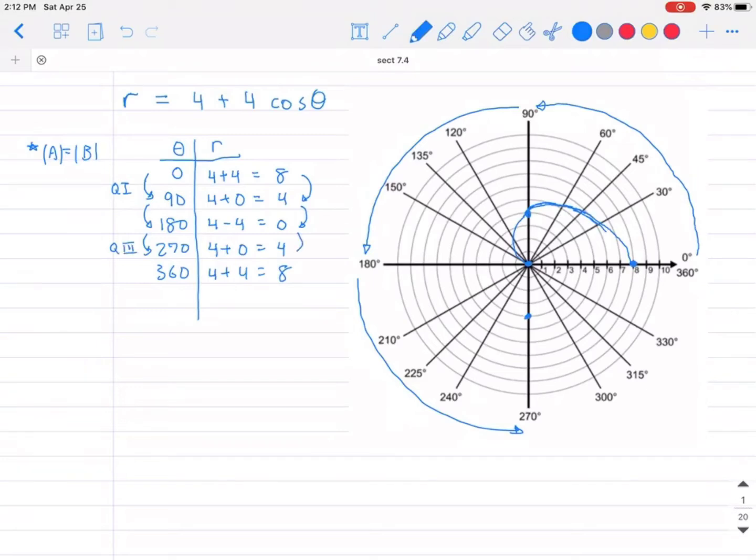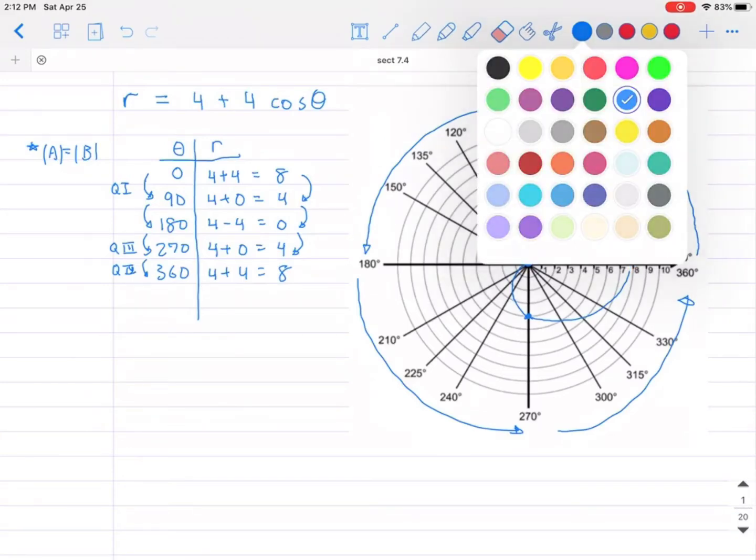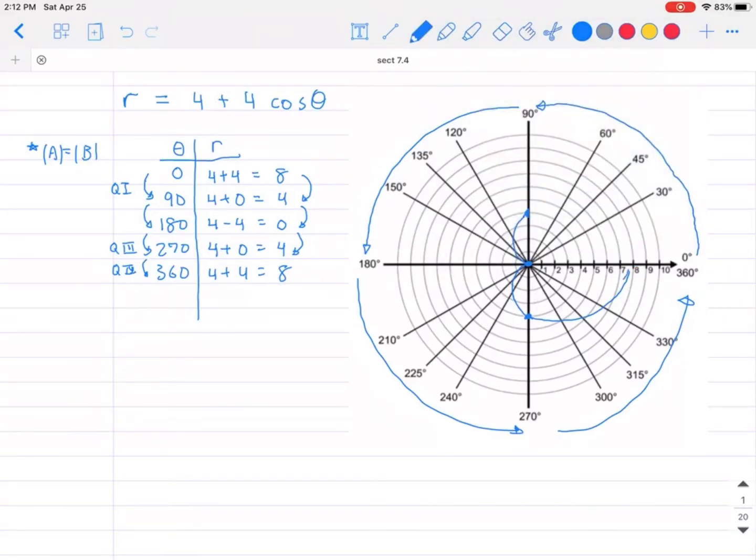Then after that, from 180 to 270 degrees, your radius is going to be for quadrant 3, and it's going to increase from 0 back to the radius of 4. So that means it's going to be symmetric to what we just drew. And finally, from 270 to 360, that is going to be in quadrant 4. And for that part, you're going to go out from a radius of 4 to a radius of 8. So that means that it's going to look something like this then.